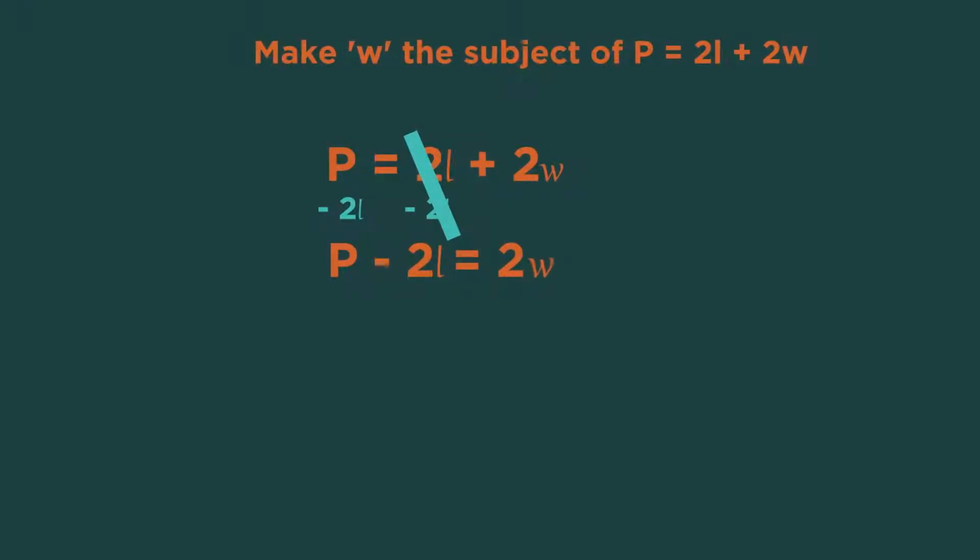Now we want to get W on its own, so we need to move the 2. At the moment it's 2 times W, so the opposite of times is divide. We need to divide both sides by 2. So divide the whole of this side by 2. These 2's cancel each other out, leaving W as the subject.